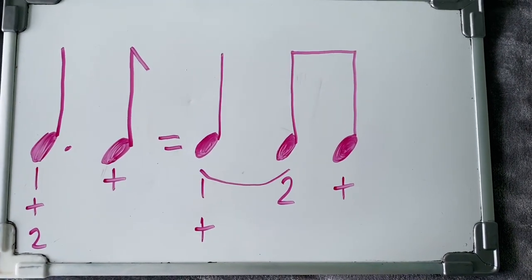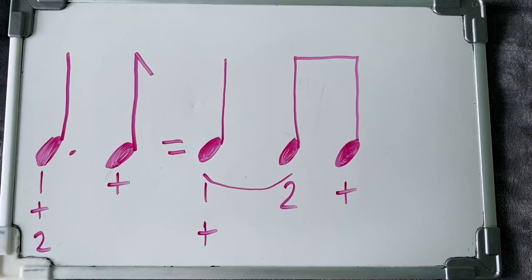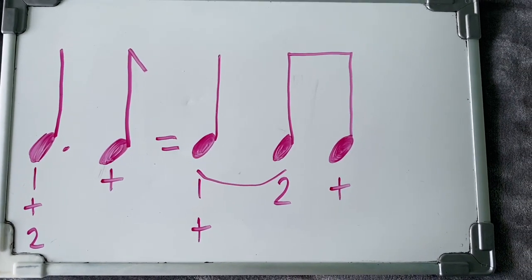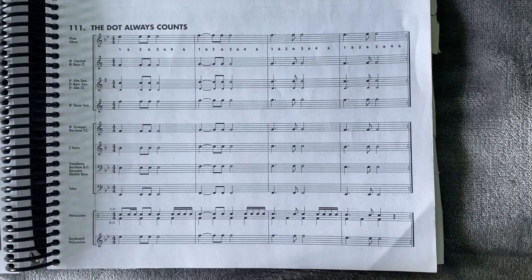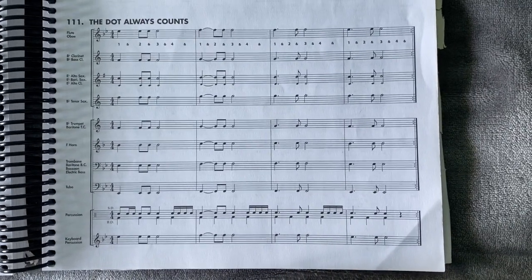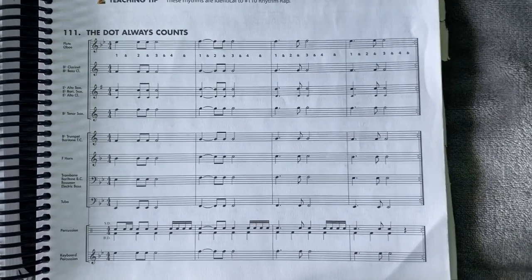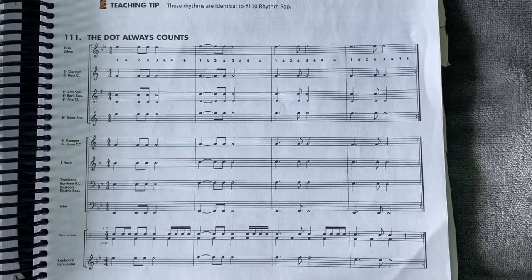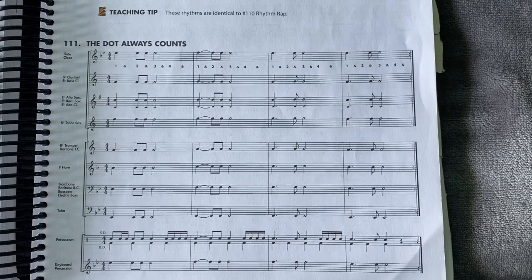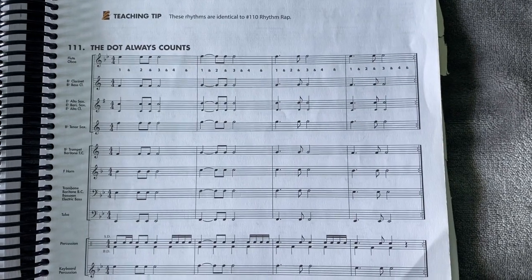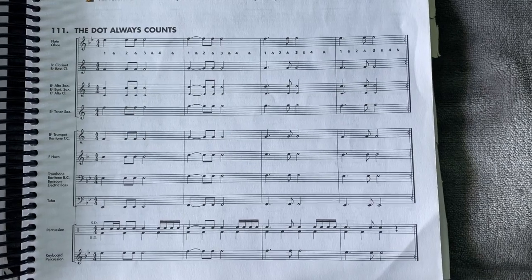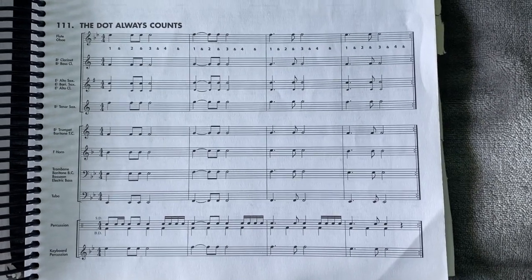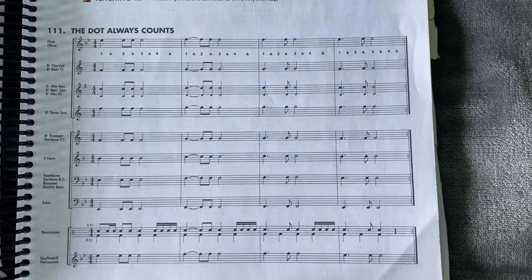All right, last thing we're going to do is take a look at this in our actual song, number 111, The Dot Always Counts. And here we have it, my version of the score. Of course, this is what I see. You guys have your own line of music, which makes it easier to read. But we're going to go ahead and zoom in on the flute line. All of these lines of music are exactly the same, except you can see at the bottom, percussion, yours is counted a little bit differently.